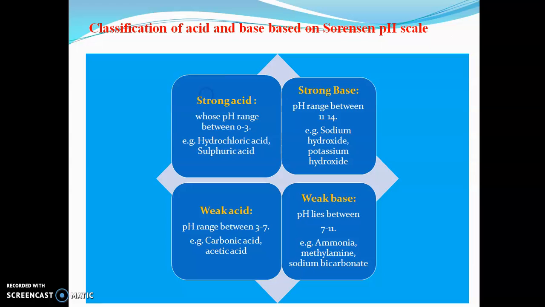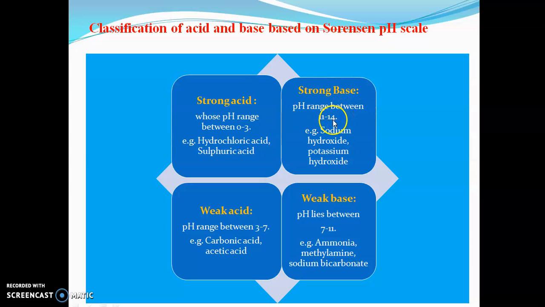So next, classification of acid and base based on the pH scale. According to the Sorensen pH scale, acid and base are classified into the following types. First is a strong acid. An acid whose pH ranges between 0 to 3 is known as a strong acid. For example, hydrochloric acid, sulfuric acid, nitric acid.